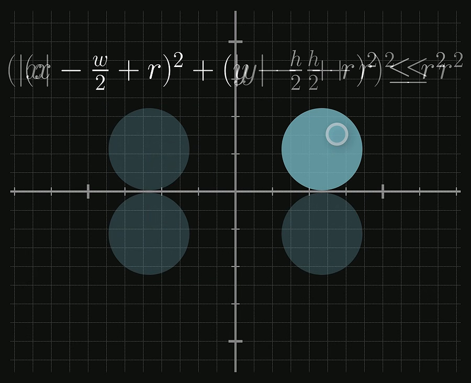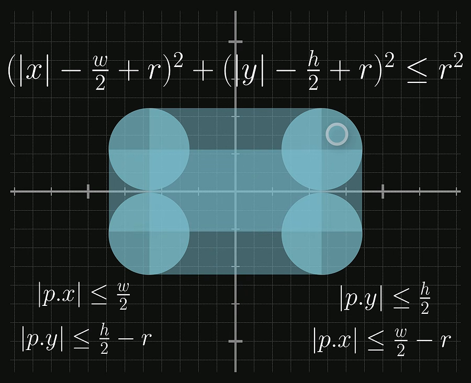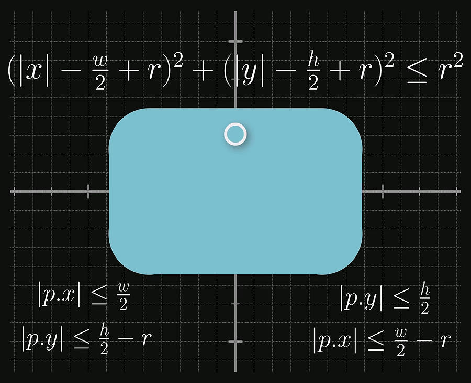I take the absolute value of the x and y, and just like that, the check is performed on all 4 quadrants, forming all of the 4 corner circles with just one check. Combine the checks for the wide and tall rectangles with the check for the corner circles, and you can use all of these to check if a given point is within a rounded rectangle or not.